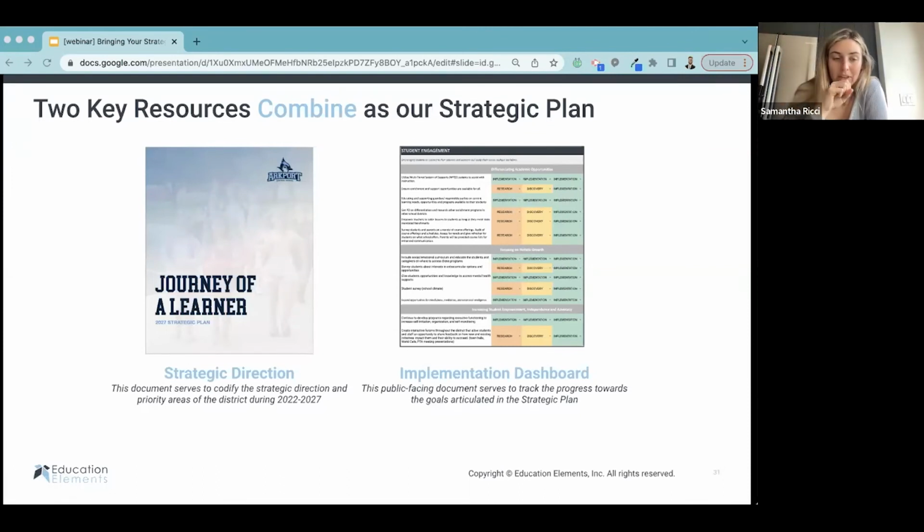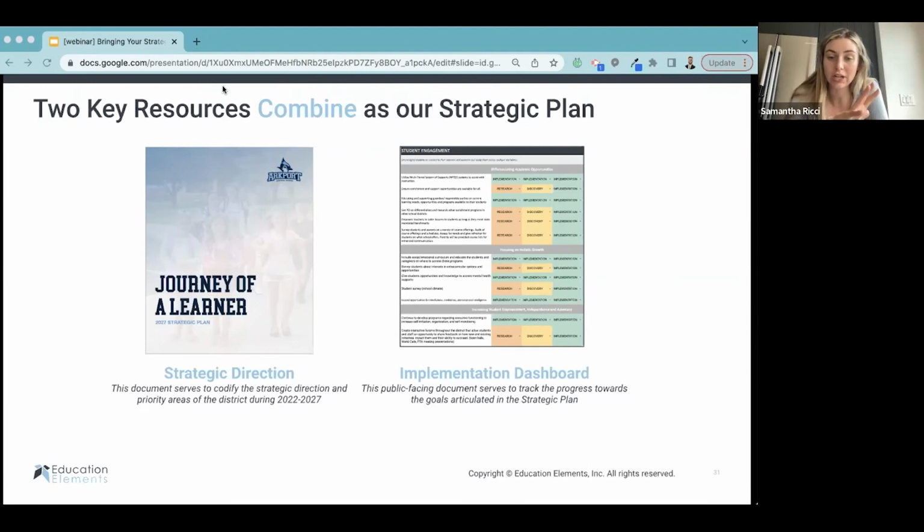Yeah, and so there are two key resources that combine as a strategic plan, right? We've been talking a lot about this. And the first thing is a strategic direction. And so this is actually an example on the left-hand side of a strategic plan that we made for a district in New York. And they called it Journey of a Learner. And what that document does is it serves to codify the strategic direction and priority areas of the district for the next 5 years.